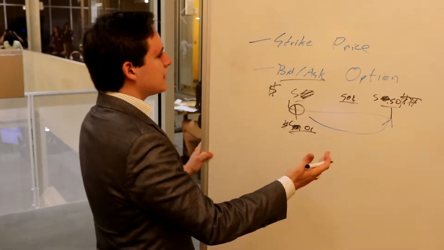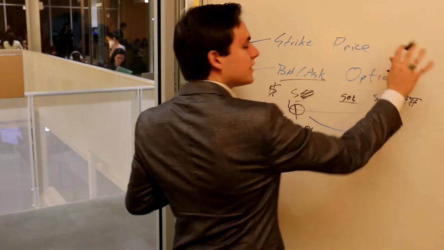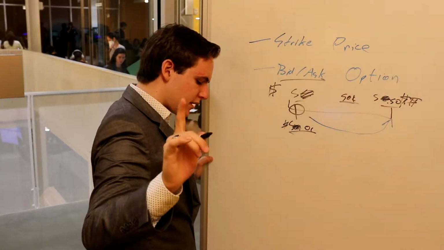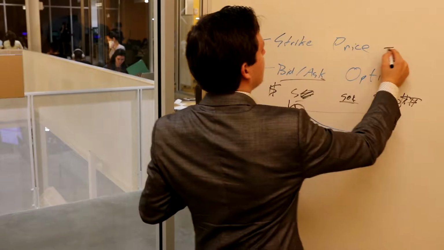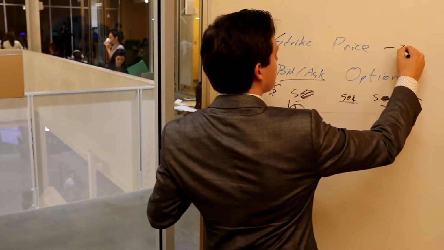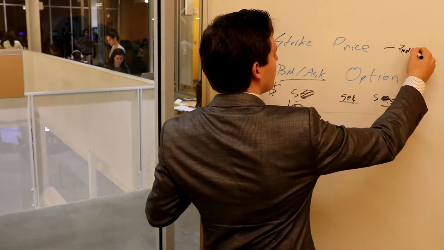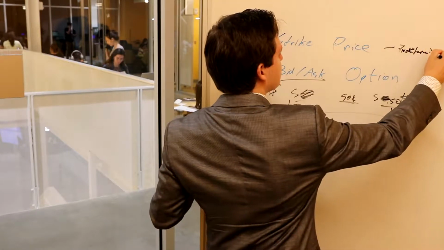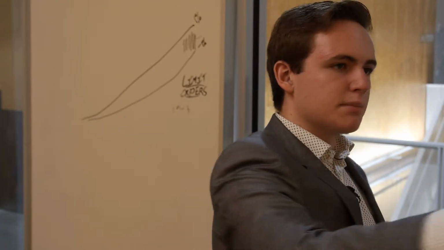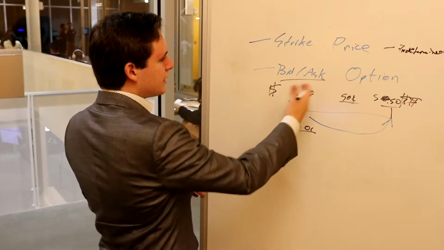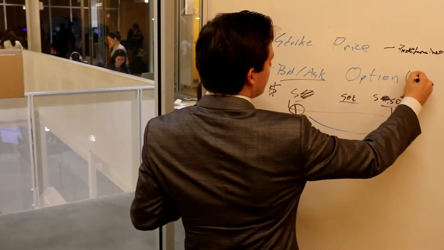So strike price, this would be like the break-even price. Not the break-even price, but this is like the price of the option, right? So this is the predetermined price, and that's what we talked about later. So predetermined, if it's a call, this is what you buy at. If it's a put, this is what you sell at. And then the bid and the ask, this is the premium, right?